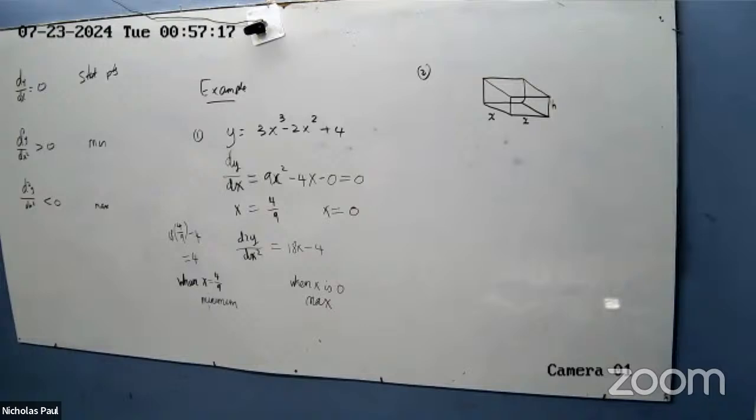Find the length of the square base and the height of the tank so that the least amount of metal is used to make a tank with a capacity of 8 meter cube.